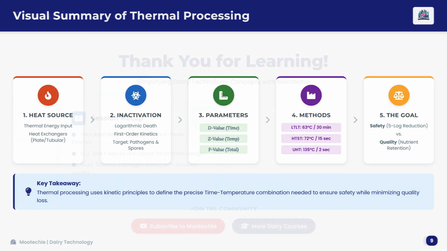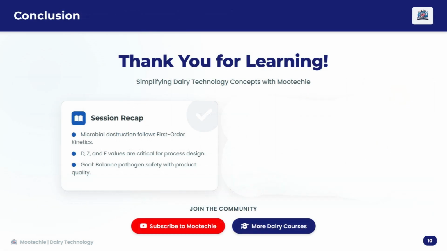To conclude, microbial destruction in milk follows first-order kinetics. D, Z, and F values are essential parameters for designing safe thermal processes. The objective is always to balance pathogen destruction with preservation of product quality. Understanding these principles is fundamental for dairy engineers and quality control professionals.